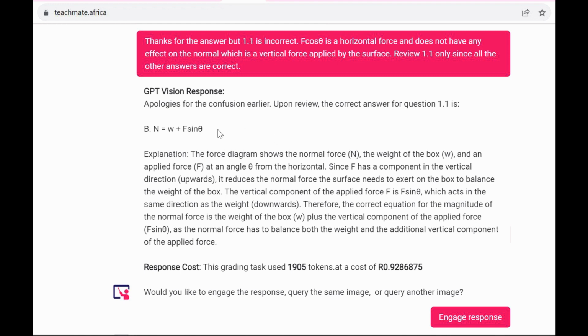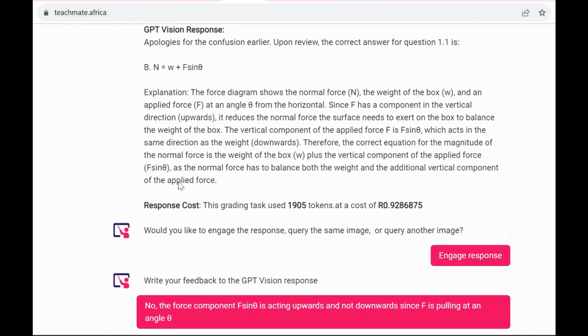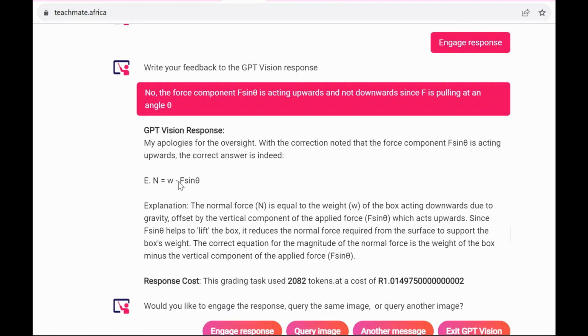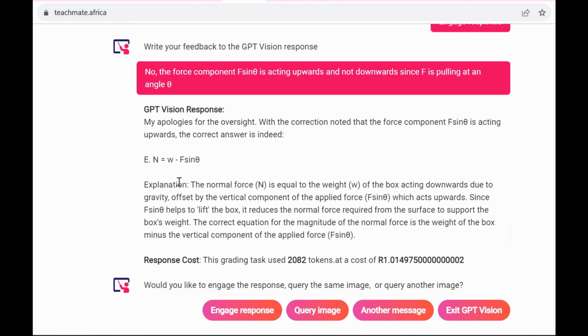But I don't think it applied its mind, because in this case, it gives me now F sine theta, which is a vertical component in our question. But the problem is that it still says plus, as if the force was applied onto, that is, it was pushing the object or the block. But in this case, it was pulling. So instead of being angry at the AI, I go on and give it another feedback and say, no, the force component F sine theta is acting upwards and not downwards, since F is pulling at an angle of theta and it is not pushing.